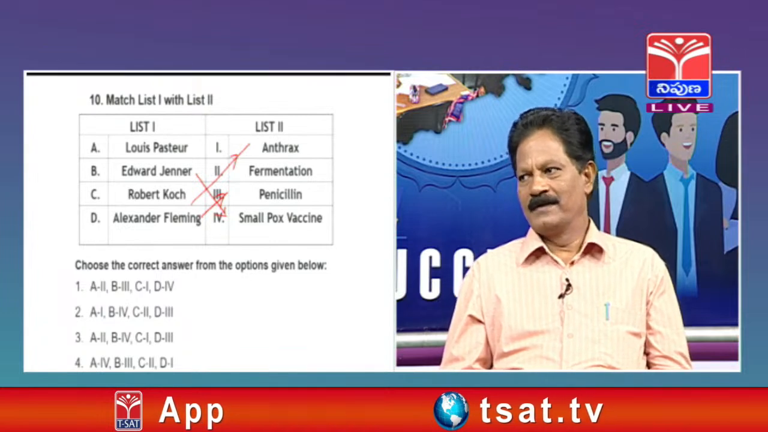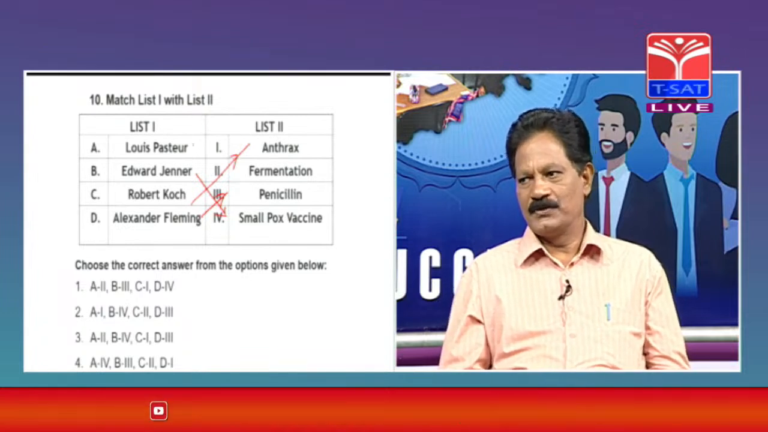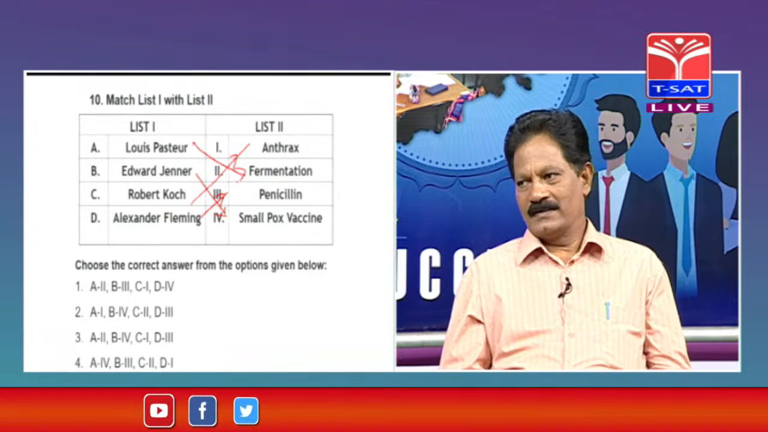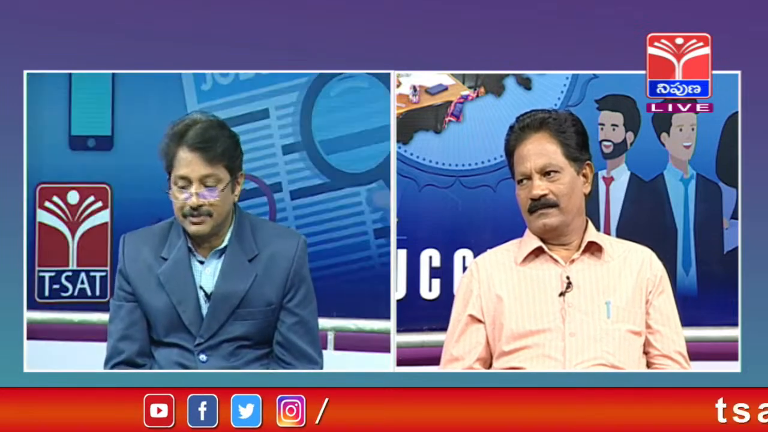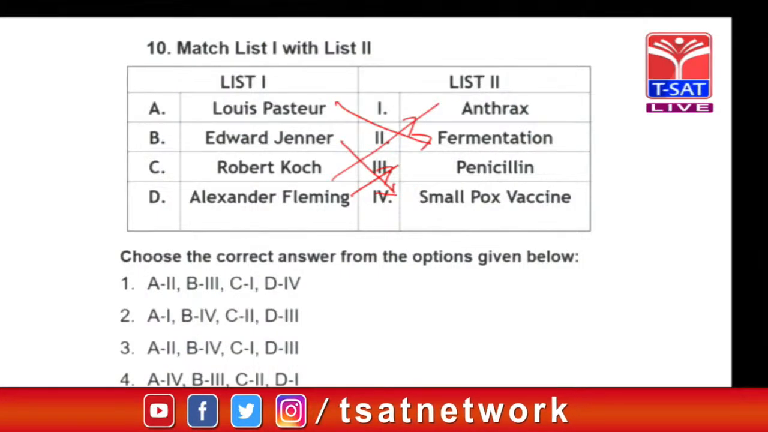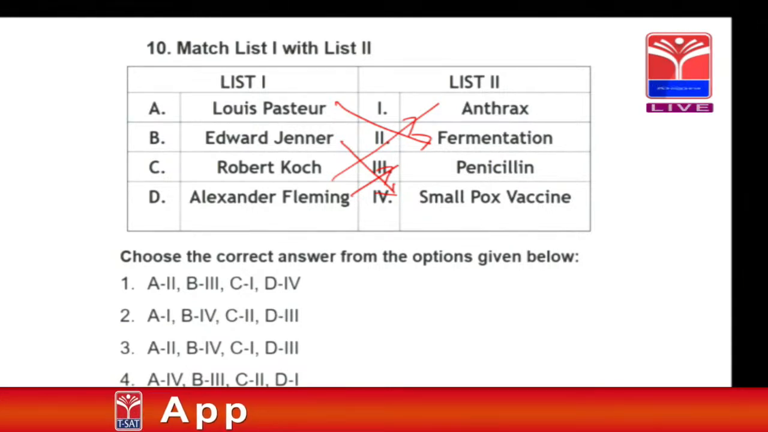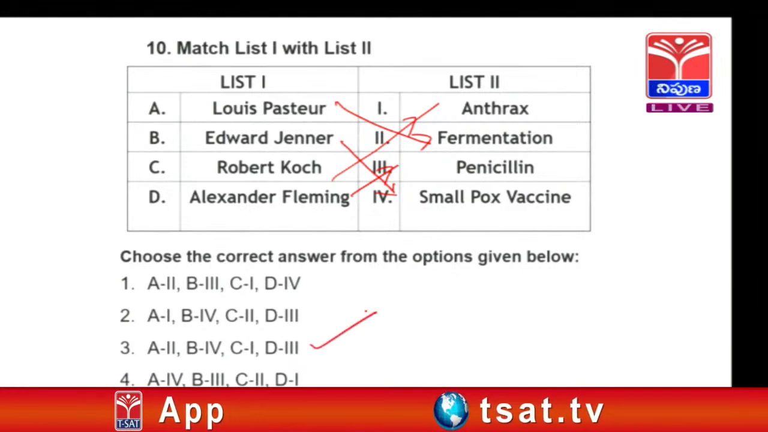Fermentation is already matched, so Louis Pasteur is fermentation. A2, B4, C1 and D3. So the third option is the correct answer. Sir, option 3 is the correct one.